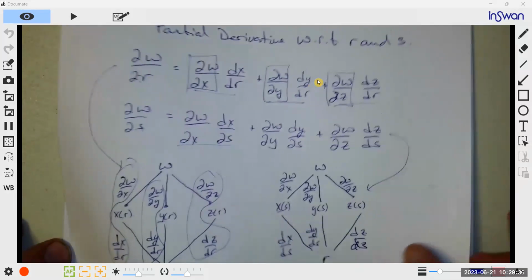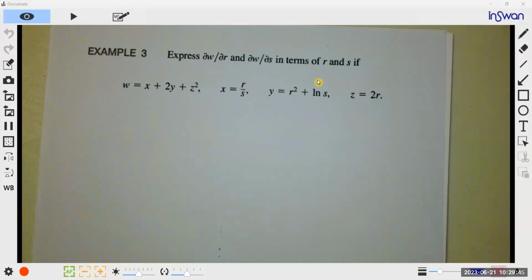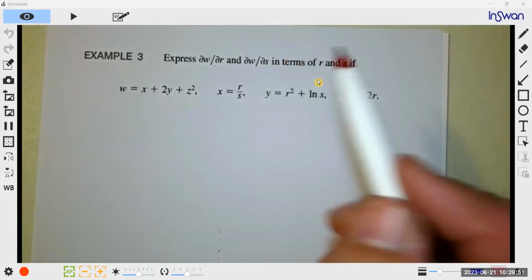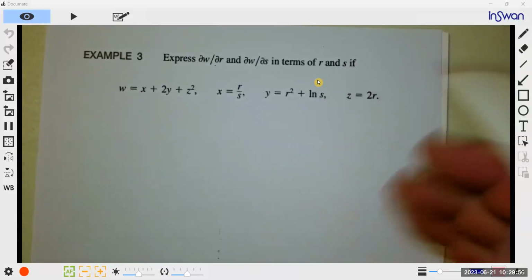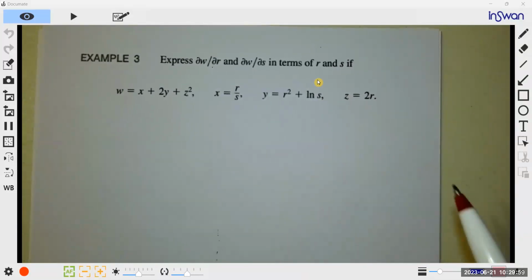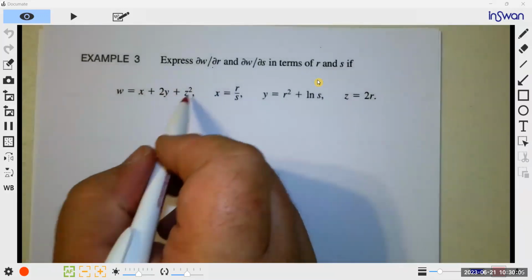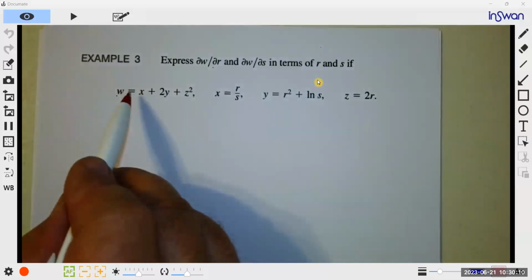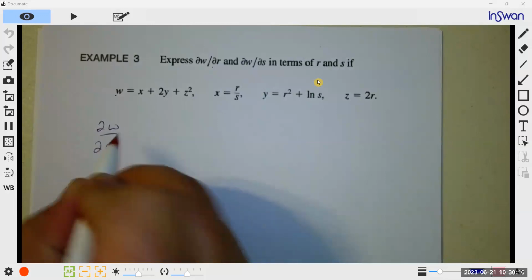All right, let's look at an example. Express partial W with respect to R and partial of W with respect to S in terms of R and S. So the first thing we have to do, remember, we have W, R, and S. So we have X, Y, and Z and R and S. So our formula, we take R first.